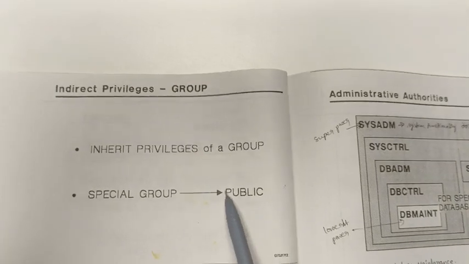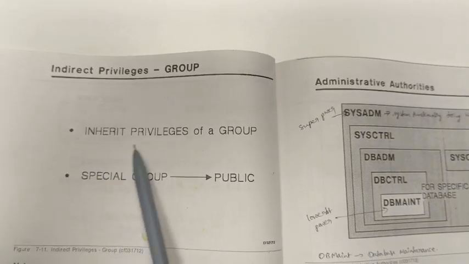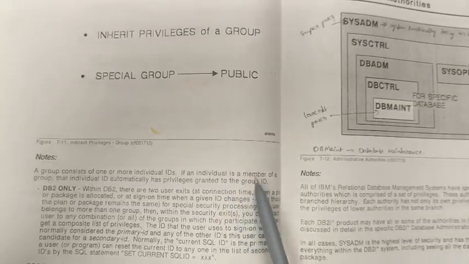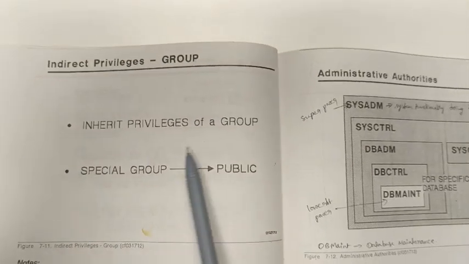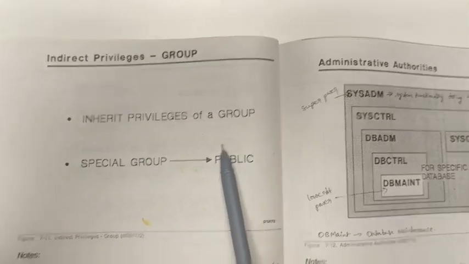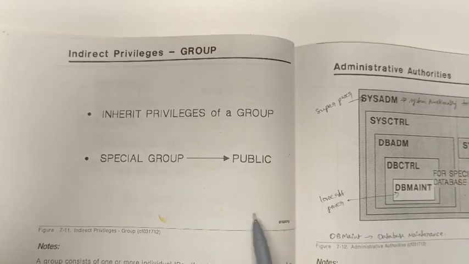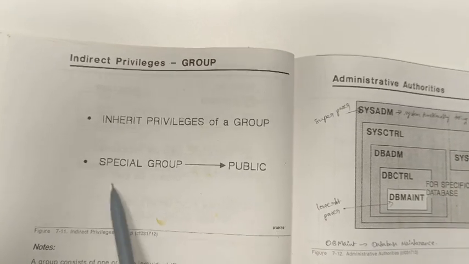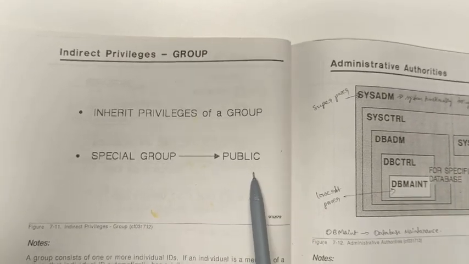And these are indirect privileges and inherent privileges of a group. Whenever you assign a particular group, based on that group assignment, the default values of the privileges will come. And there is a special group called public here.